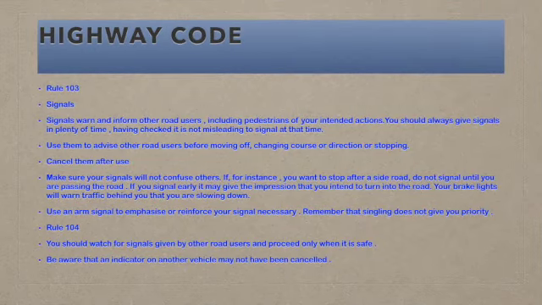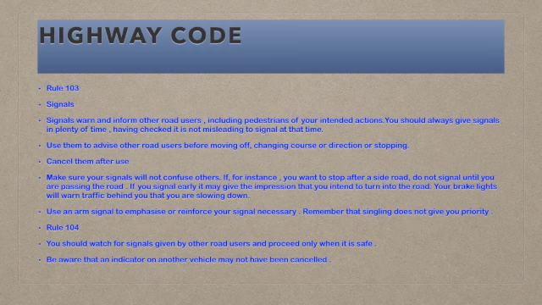Rule 103. Signals. Signals warn and inform other road users, including pedestrians, of your intended actions. You should always give signals in plenty of time, having checked it is not misleading to signal at that time. Use them to advise other road users before moving off, changing course or direction, or stopping. Cancel them after use. Make sure your signals will not confuse others.